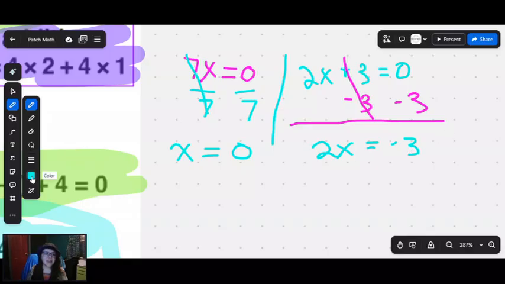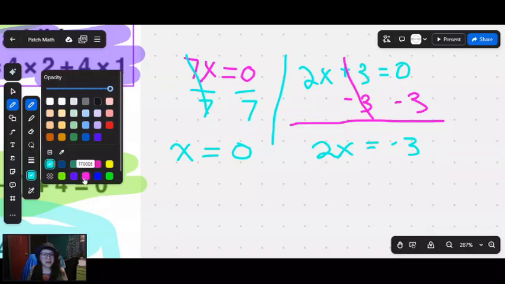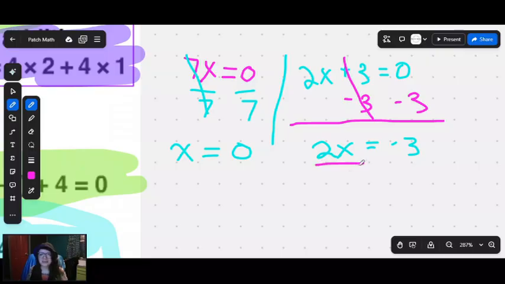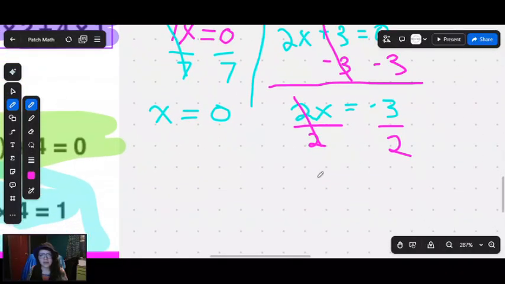That 2 is attached to that x by multiplication. The opposite of multiplication is division. We're going to divide off that 2. Again, introducing that 1 in front of that x. x times 1 is x. And now we have negative 3 over 2.